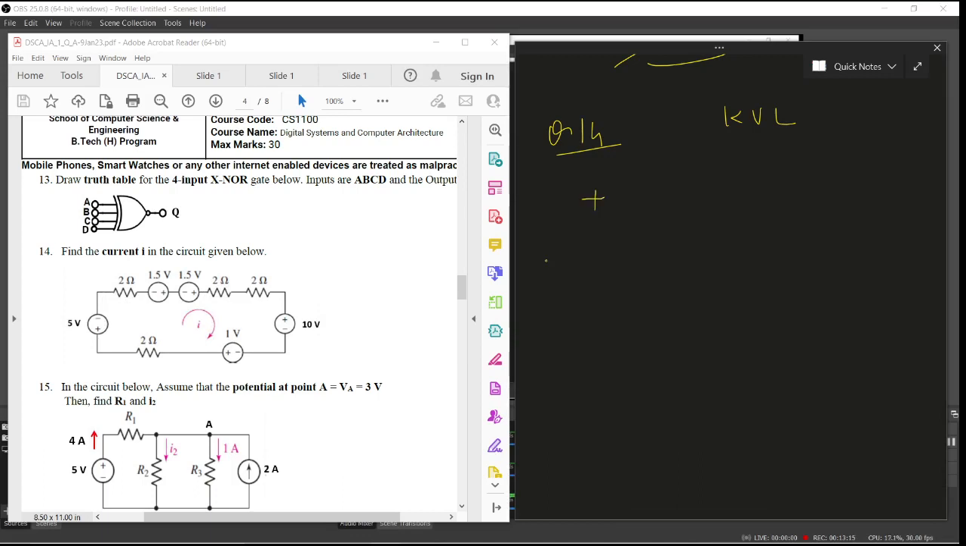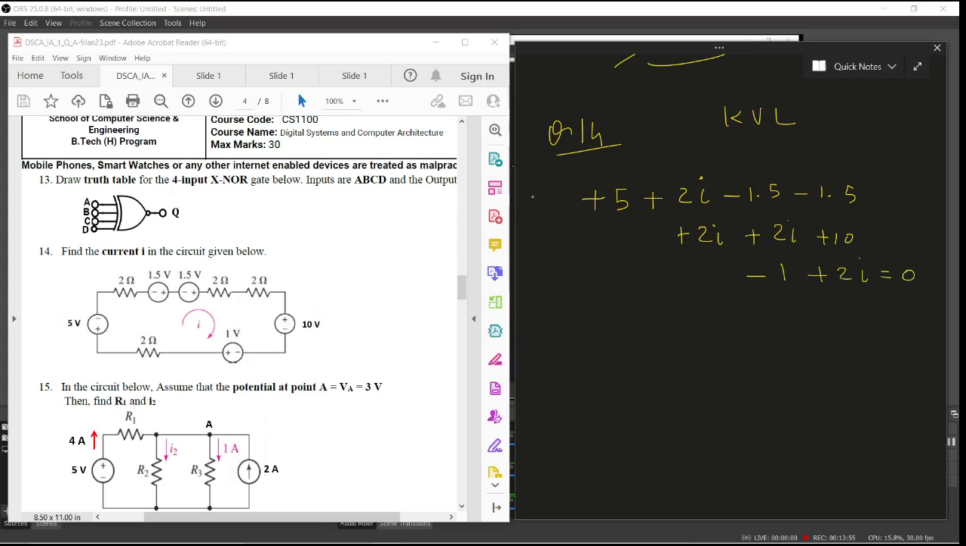Let us put a plus 5 here, because we are encountering a plus terminal of the voltage source, and then current is entering the 2 ohm resistor, so it has to be plus as per the passive sign convention, IR. So let me write 2I. I is the current which is flowing. Now minus 1.5, then another minus 1.5, then plus 2I, and then plus 2I, then plus 10 volt, and minus 1 and plus 2I equal to 0.